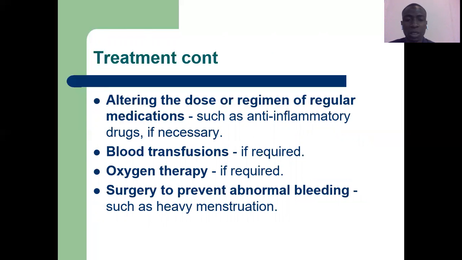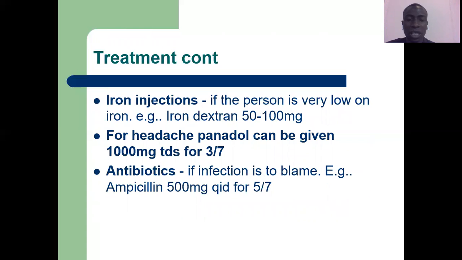Altering the dose or regime of medication, such as anti-inflammatory drugs. Blood transfusion is required. Oxygen therapy is required. Surgery to prevent abdominal bleeding, such as heavy menstruation, if necessary.